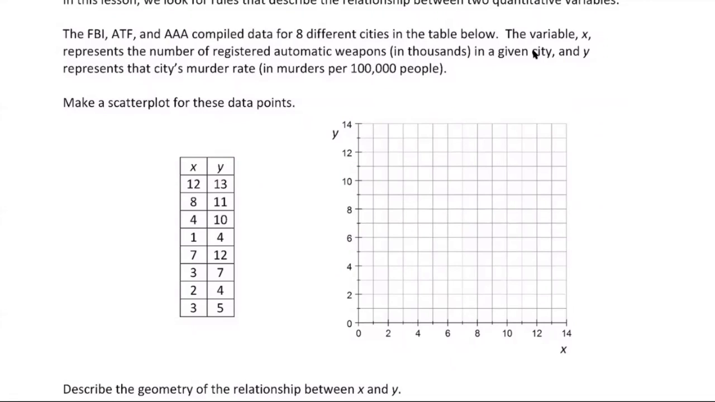Okay, so again, a city that has 12,000 registered automatic weapons, that's X. Y is 13, which means in that same city, at the time that the measurements were taken, there were 13 murders per 100,000 people. So that's the murder rate. All the murder rates are murders per 100,000.